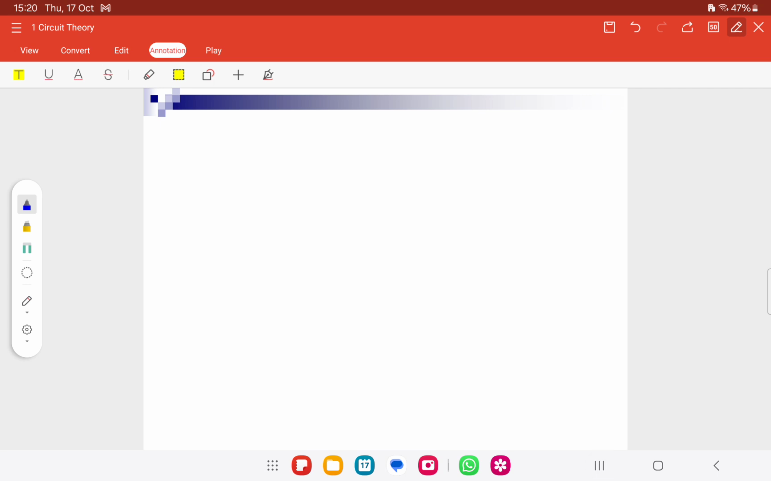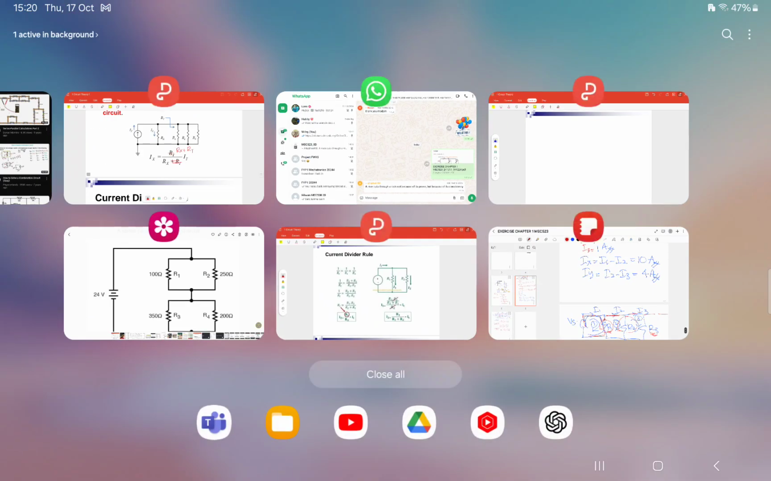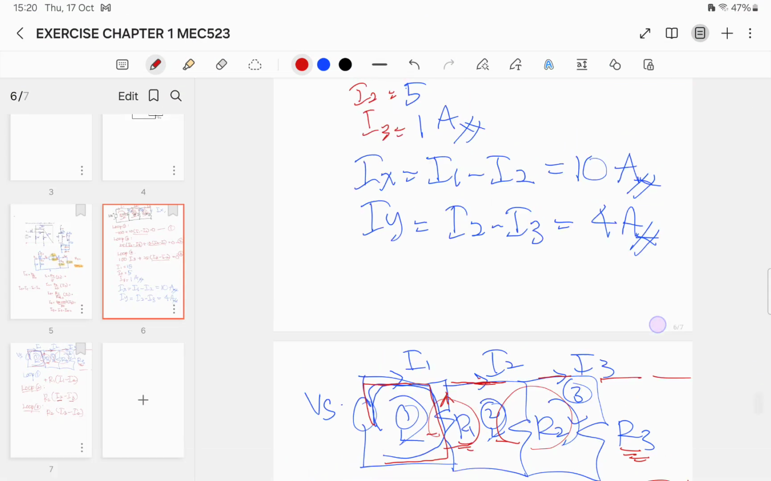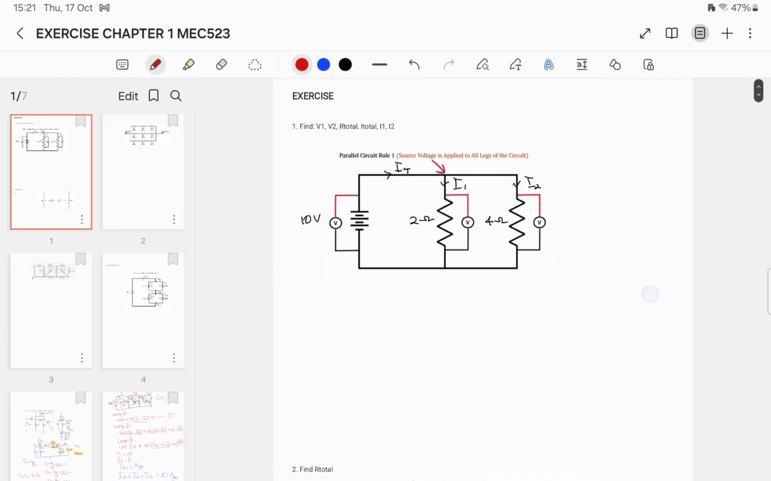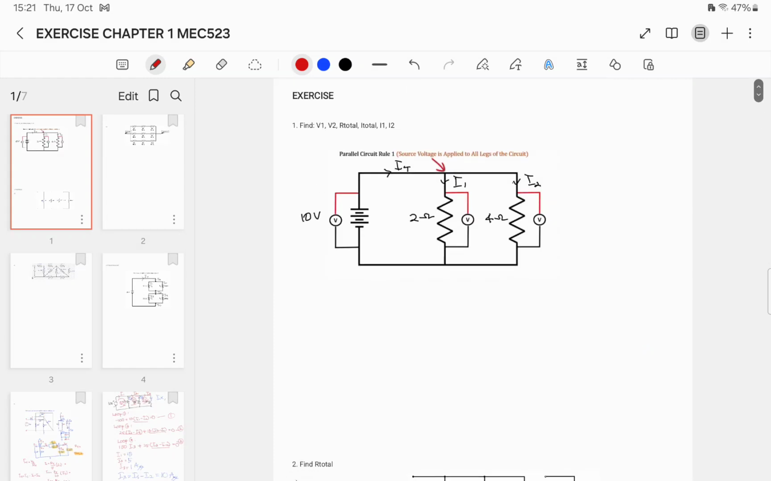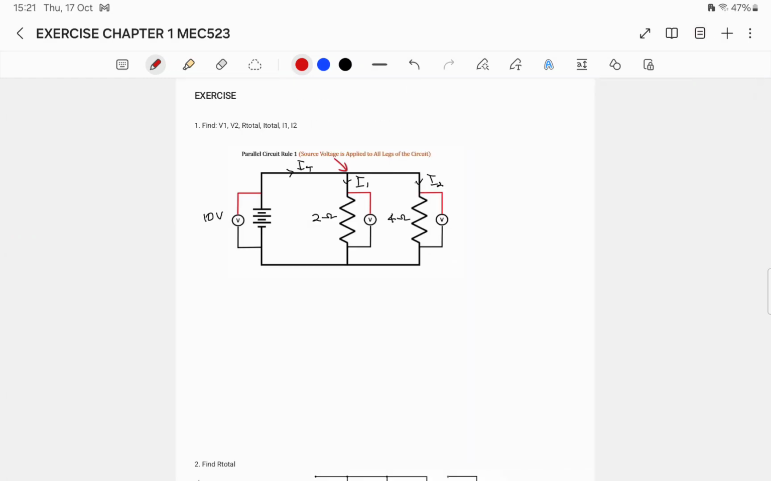Okay, dah habis. So we have some ni you guys nak buat kat sini ke nak buat kat rumah? Okay, kita sekali lalu saya bagi tulis hint je. Nanti you guys kira sendiri. Okay, so this is the first one. Find V1, V2, R total, I total, I1, I2.